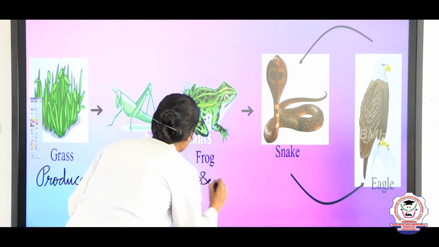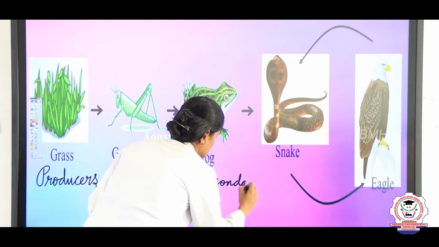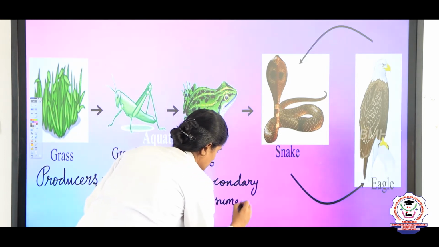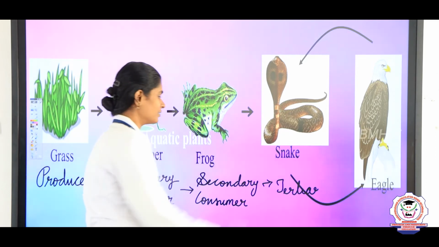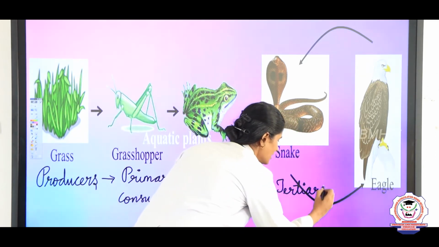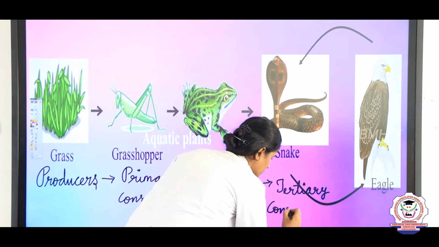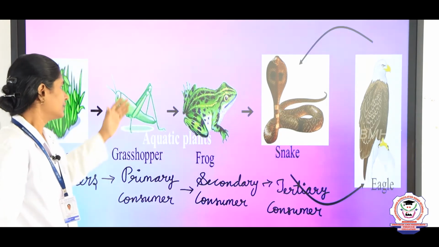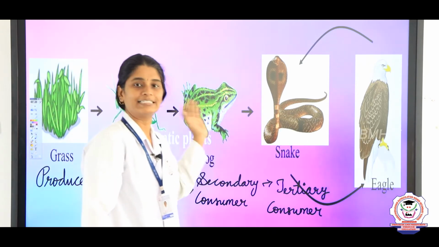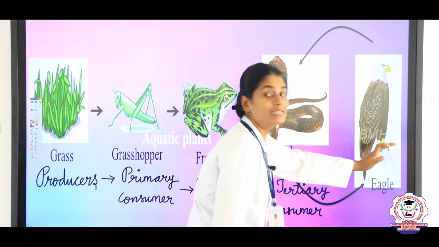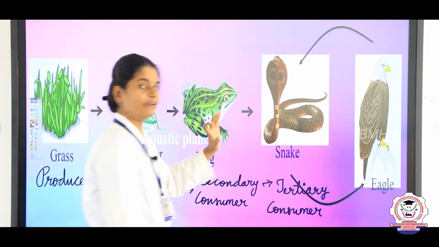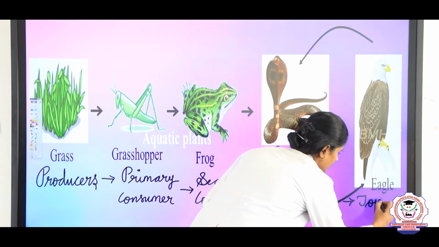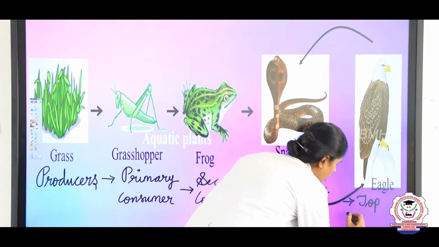So frog is a secondary consumer. The frog is eaten by a snake. So snake is a tertiary consumer. We can say frog, grasshopper or snake are predators. The same way eagle is also a predator. So it is the top consumer. Eagle eats the snake, right. So top consumer.